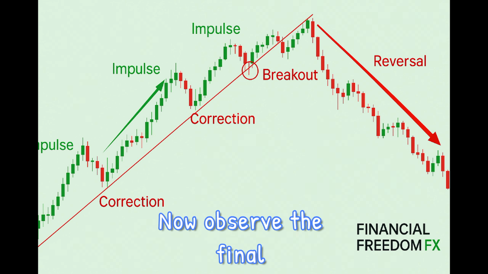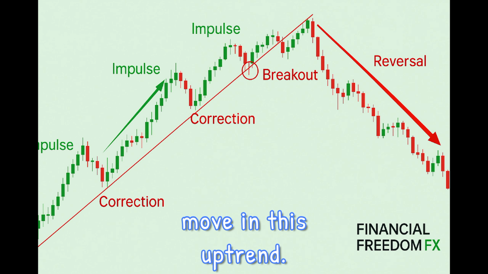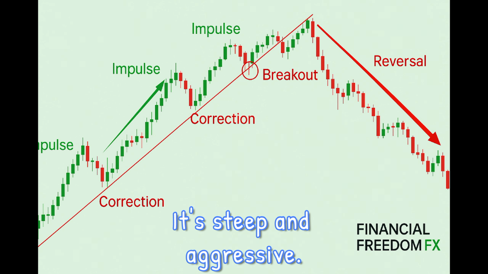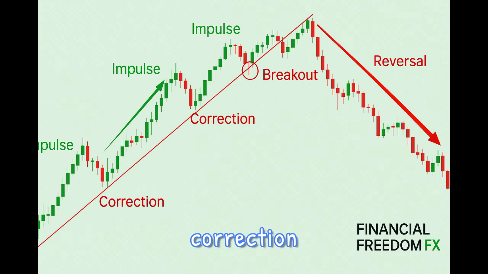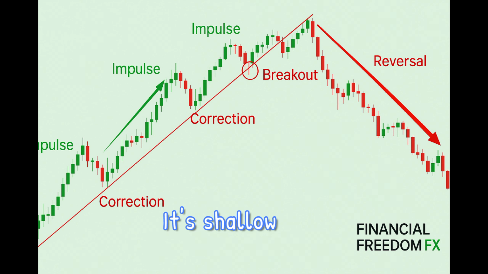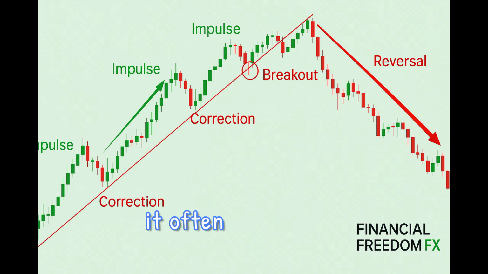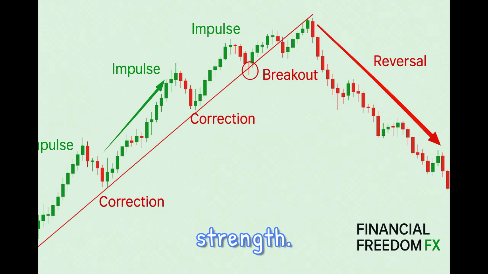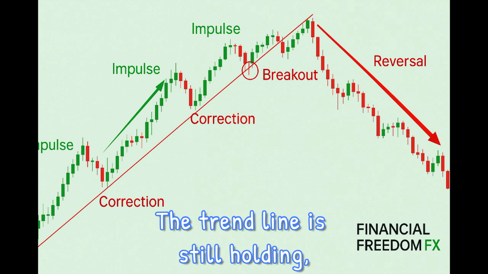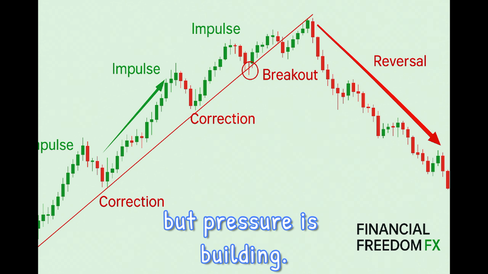Now observe the final impulse move in this uptrend. It's steep and aggressive. But look closely at the correction that follows. It's shallow and slow. This could be a warning sign. When corrections become weak, it often means the buyers are losing strength. The trend line is still holding, but pressure is building.